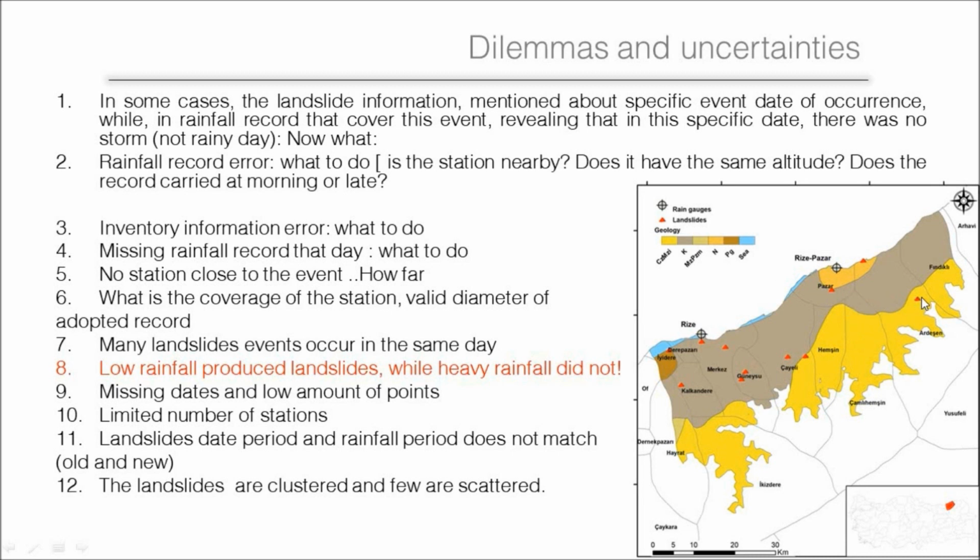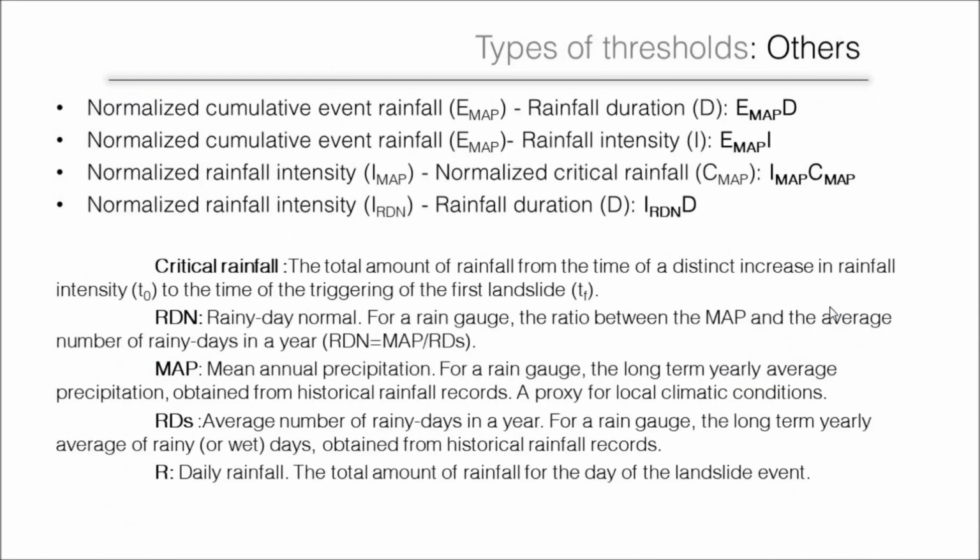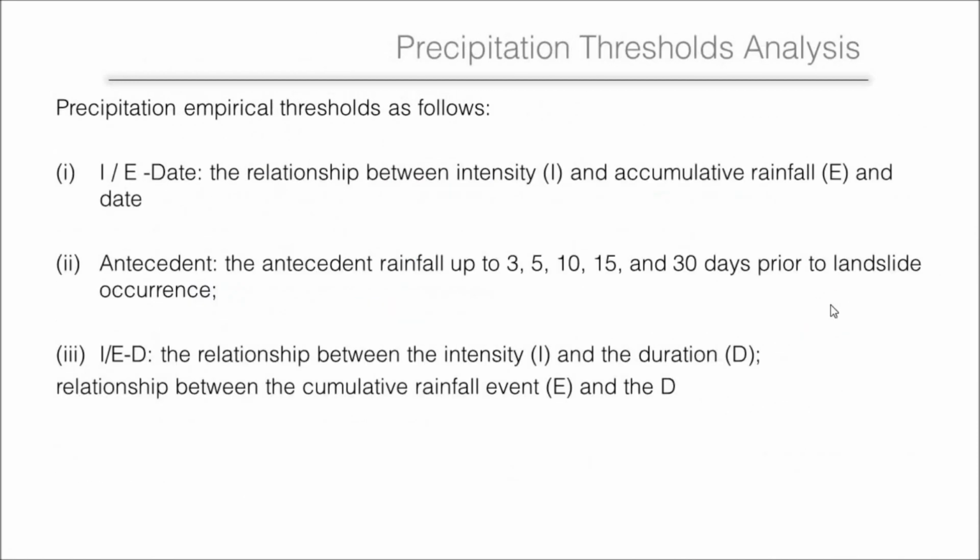If you have enough points, try to ignore it, or use it as a reference just to validate your rainfall record. But it's really risky to take one point and consider the threshold here, because it will always cause a problem in the figures. Whenever you plot, you have one value with a very low amount of rainfall, definitely because you have a very far station, but you have a landslide. So always your figure will suffer from something like this.